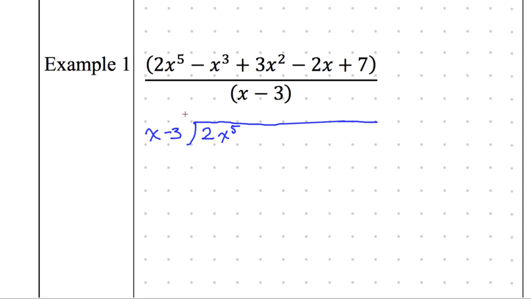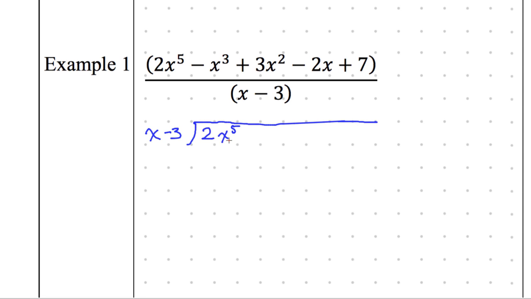What's the question? What's the answer, Fiona? How many times does x minus 3 go into 2x? Yes, and how many times does that go into 2x to the power 5? How many times? What's the answer? Say it again. 2x to the power of... 2. You want to call on someone else to help? 4? It is 2x to the power 4.